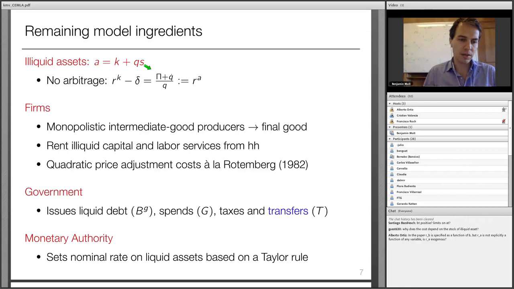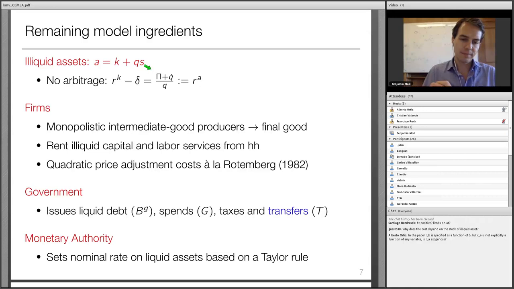Okay. The government issues some liquid debt. That's BG here. And there's going to be some government spending G, and there's going to be some taxes and transfers, T. There should be also a little tau here, I guess. So there's some lump sum transfers, and then there's a distortive labor income tax. Finally, the monetary authority is also completely standard. It's going to set the nominal rate on the liquid assets, and it's going to operate a Taylor rule. So this is where the RB comes from.